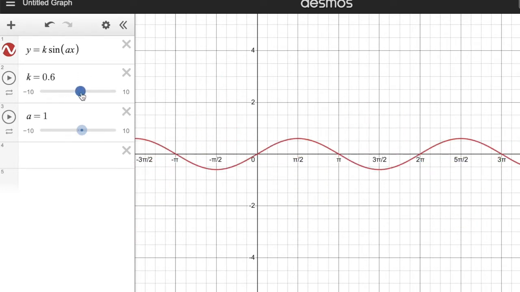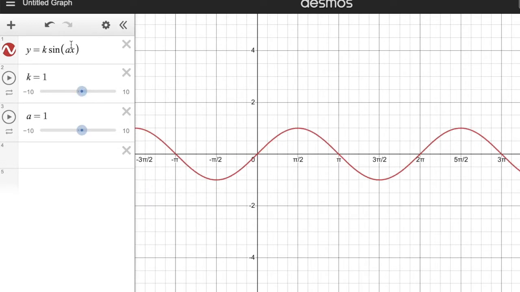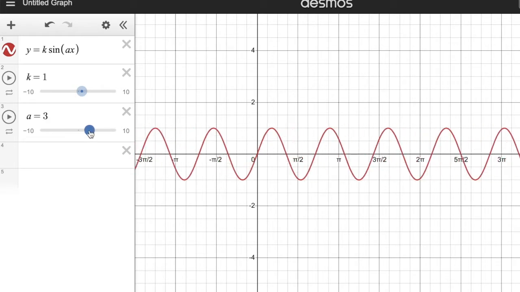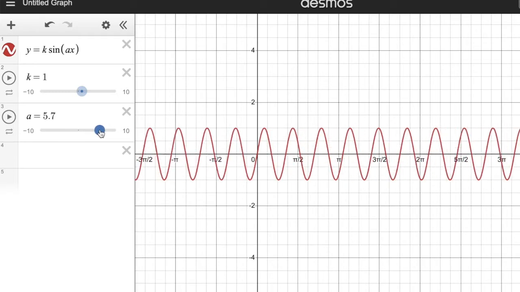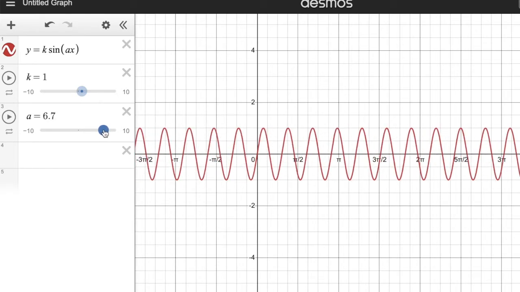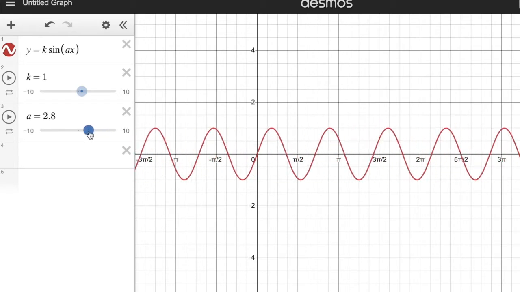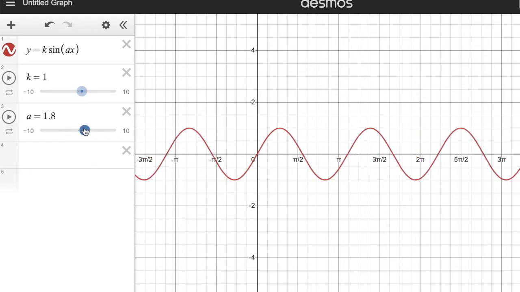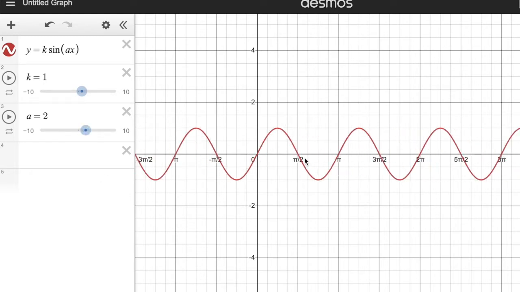Now I'm going to put k back to 1, and we're going to look at a. What we can see is as I make a bigger, the curve dilates towards the y-axis. The period reduces. A bigger a means a smaller period. If I set a at 1, the period is 2 pi. We get one cycle of the function going to 2 pi. When I set a to 2, the period is now pi. We can actually fit 2 of them up to 2 pi.